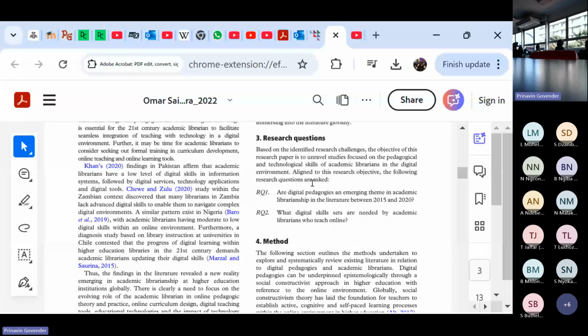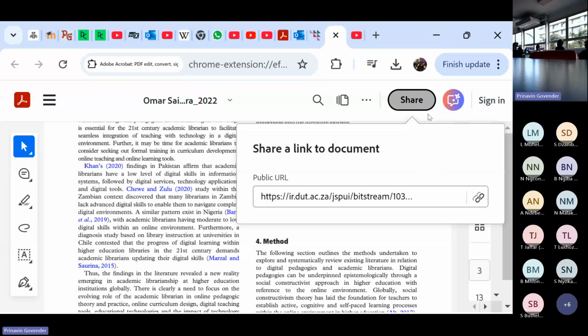There are the research questions that you're going to ask. Are digital pedagogies an emerging theme in literature? So you're going to say, are accounting or ERP concepts an emerging theme? What skills are needed by the academic to teach online? What accounting skills are needed by accountants? Okay, right? Cool. All right, I'm going to share this with you too.